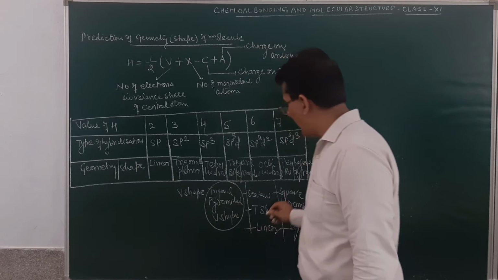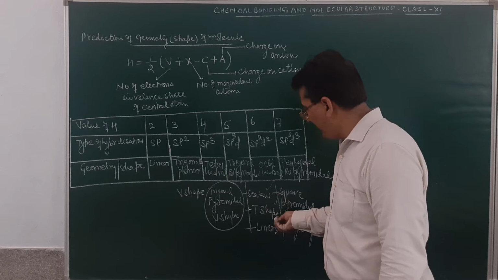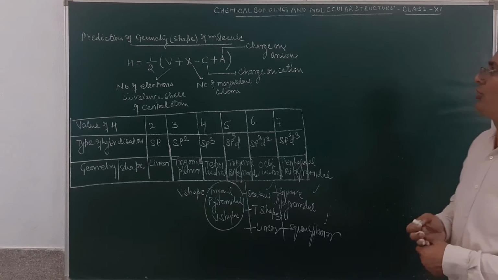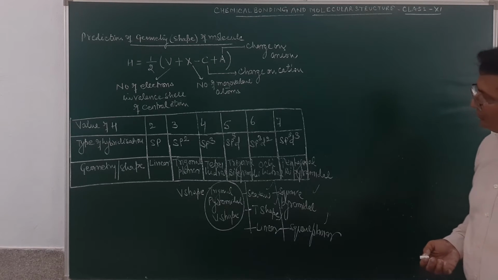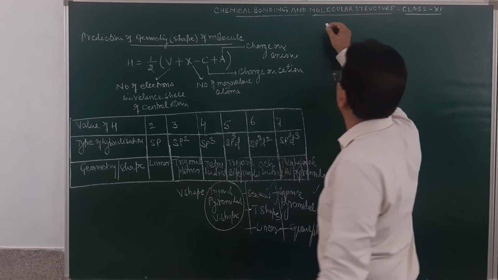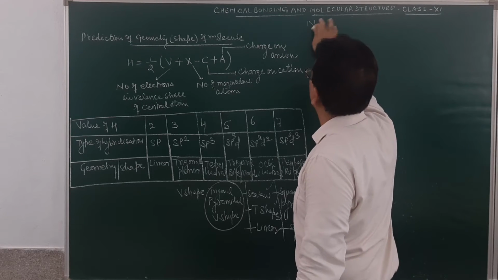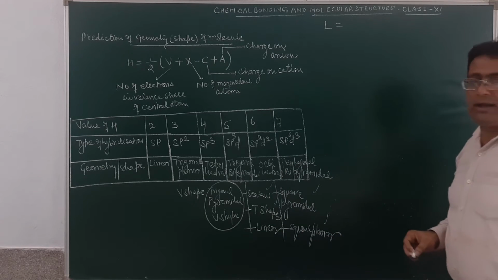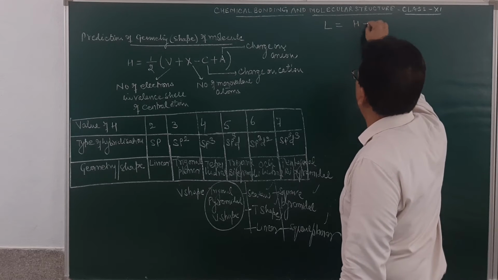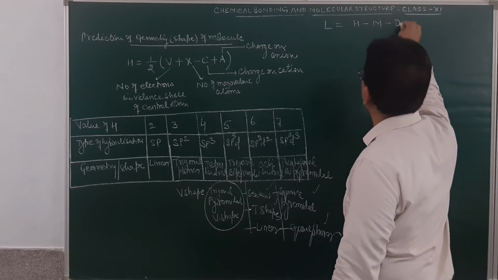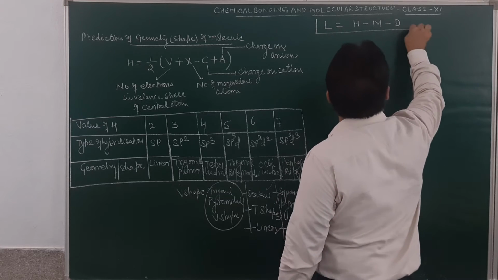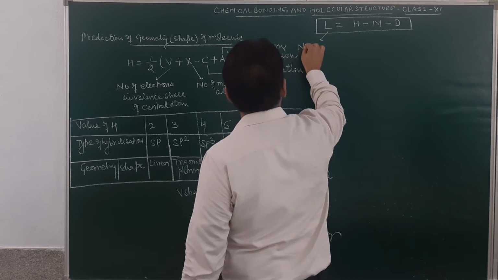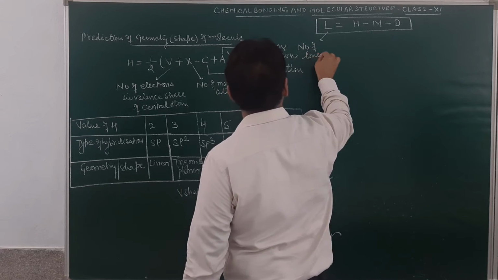Here again, one lone pair, two lone pair, three lone pair. Here, one lone pair and two lone pair. The question is how to determine the lone pair of electrons. So students, always remember, the number of lone pairs L will be equal to H minus M minus D. Remember this formula. How to find out the number of lone pairs? It will be equal to H minus M minus D.